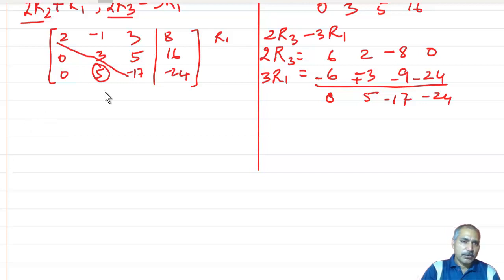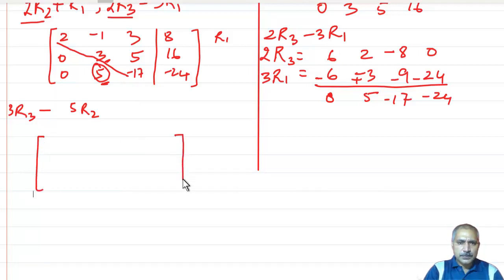So, the operation to make this element 0, we will take R3 multiplied by 3, then minus, we take this corresponding element 3, that is R2, multiplied by 5, so both will become 15 and hence we will make it 0. Now we are changing row number 3. So rows 1 and 2 will remain the same this time. So it is going to be 2 minus 1, 3, 8 and 0, 3, 5 and 16.